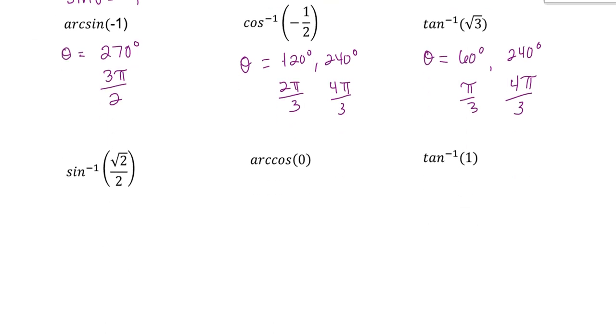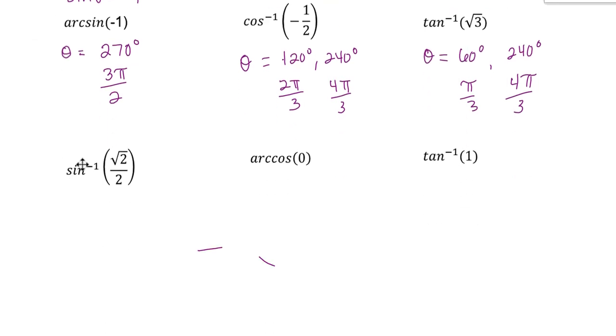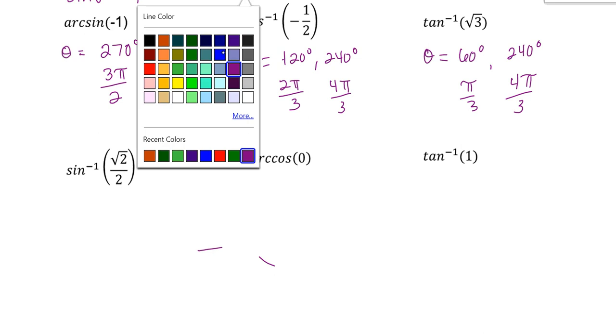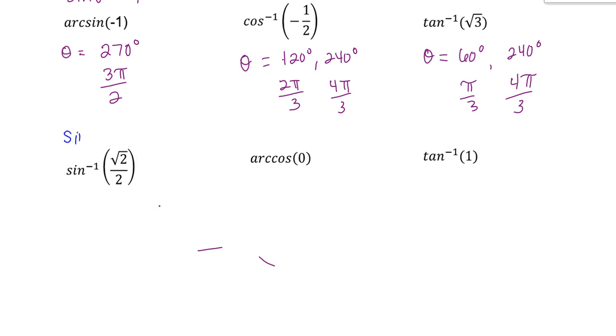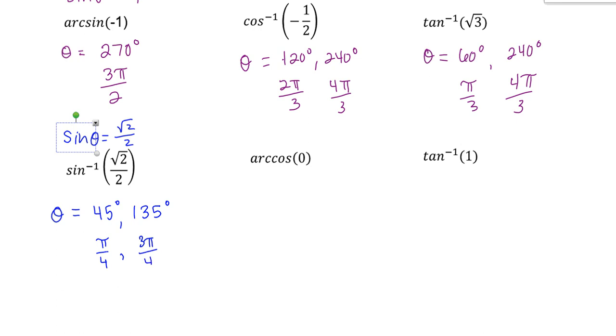Okay, next one. If I ask you to find the inverse sine of square root of 2 over 2, that means that the sine of some angle was equal to the square root of 2 over 2. So I'm trying to find that angle. This one I know by heart, it's 45. The square root of 2 over 2's are easy, and since it's positive, it's going to be in quadrants 1 and 2. So you can look back at the table if you need to. It's going to be at 45 and 135. It's pi over 4 and 3 pi over 4.